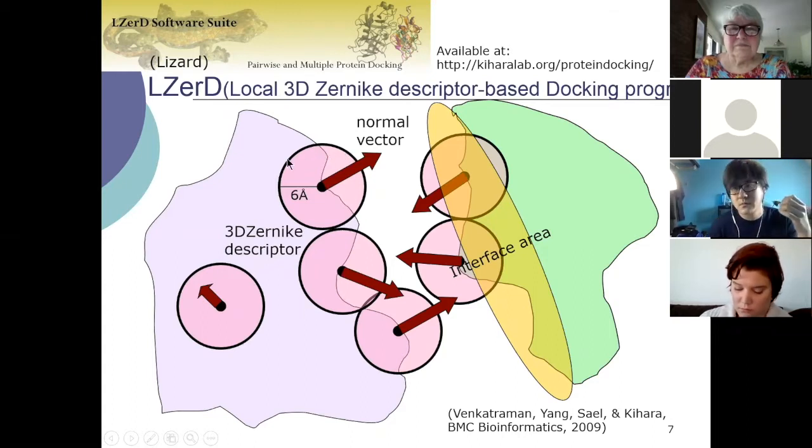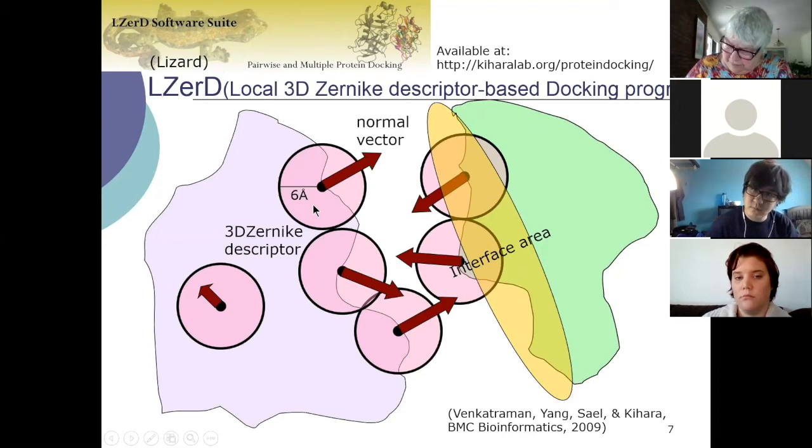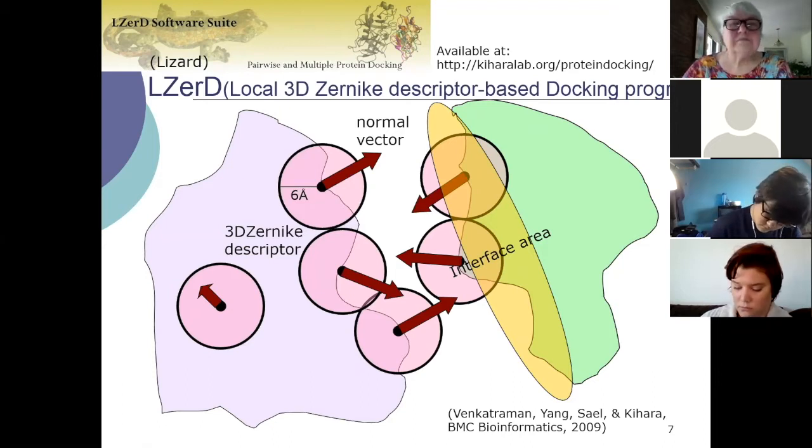So the Zernike descriptor captures the local landscape of the surface. Here, the surface around the critical point is cut by a sphere with a radius of 6 angstrom, and then the bumps, the ups and downs of this local surface, are represented mathematically by the Zernike descriptors. So that is the second unique component of this LZerD algorithm.